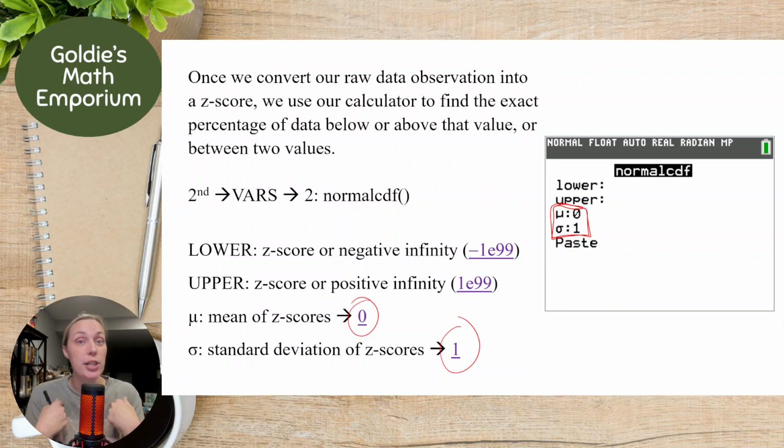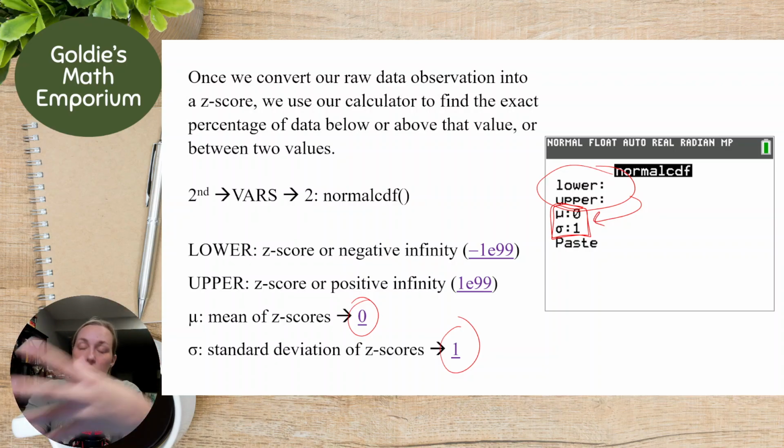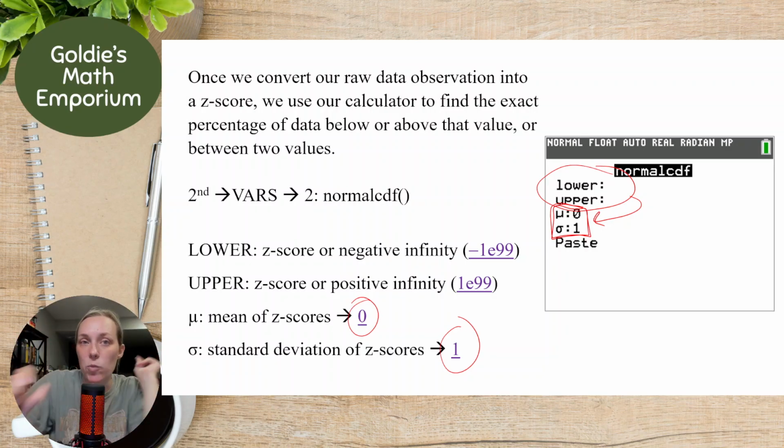What we're going to do in our class is find our z-scores, and then put our z-scores in for the lower and upper boundaries. And when we use z-scores in normal CDF, we have to use 0 and 1 from the standard normal curve. There are other ways you can do it that we'll talk about a little later, probably in the next video. But for right now, the standard normal curve, 0 and 1 for mean and standard deviation.